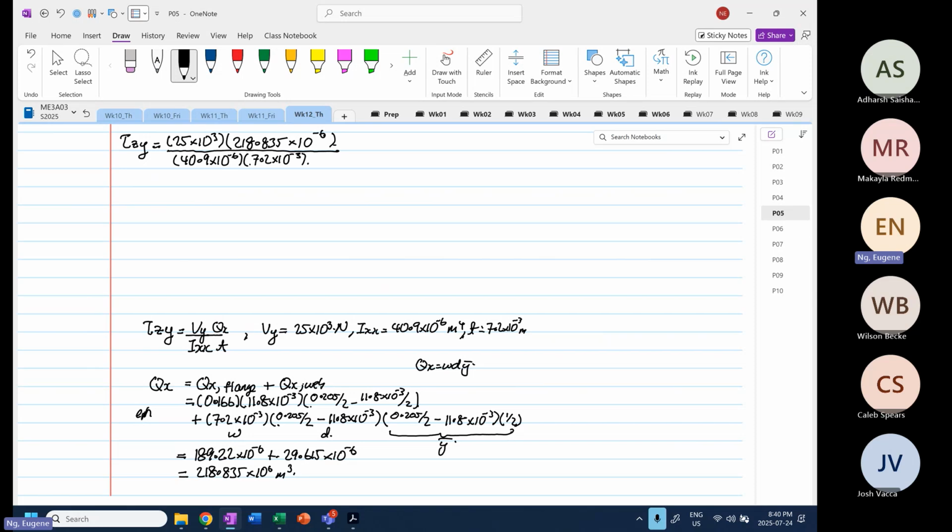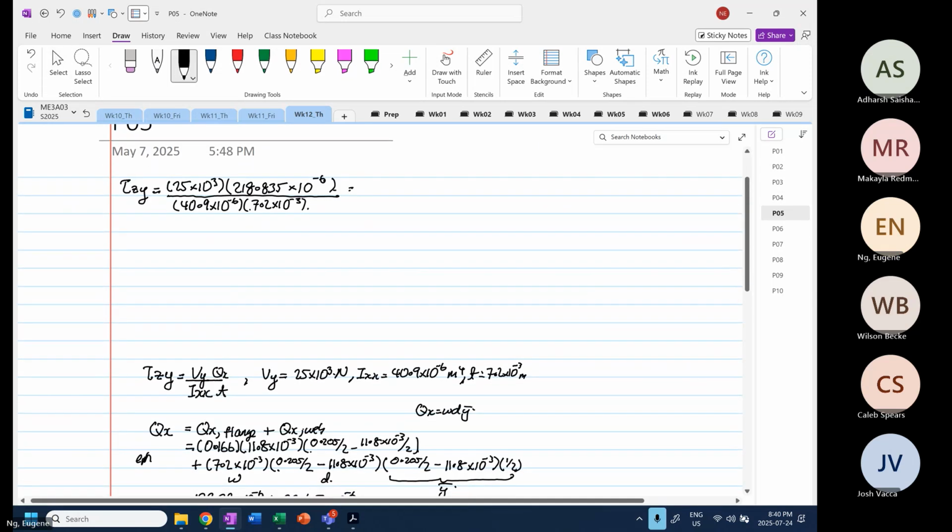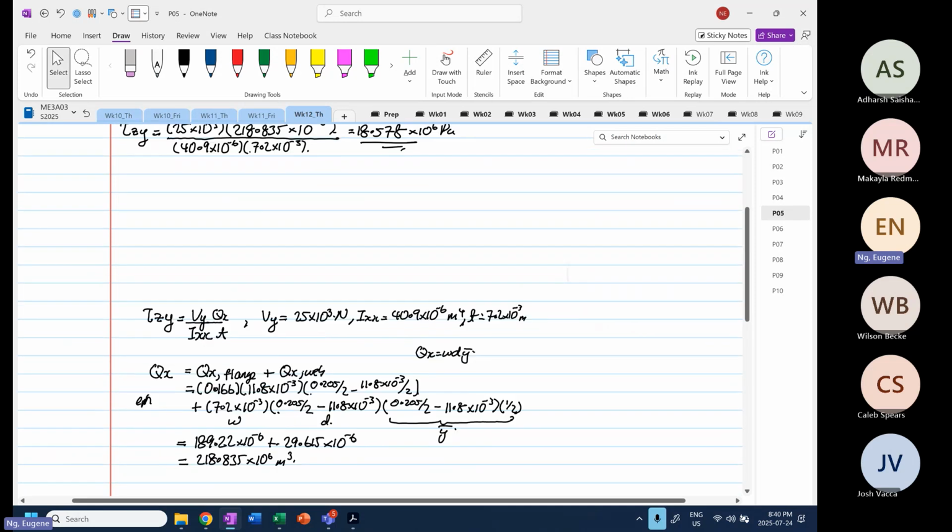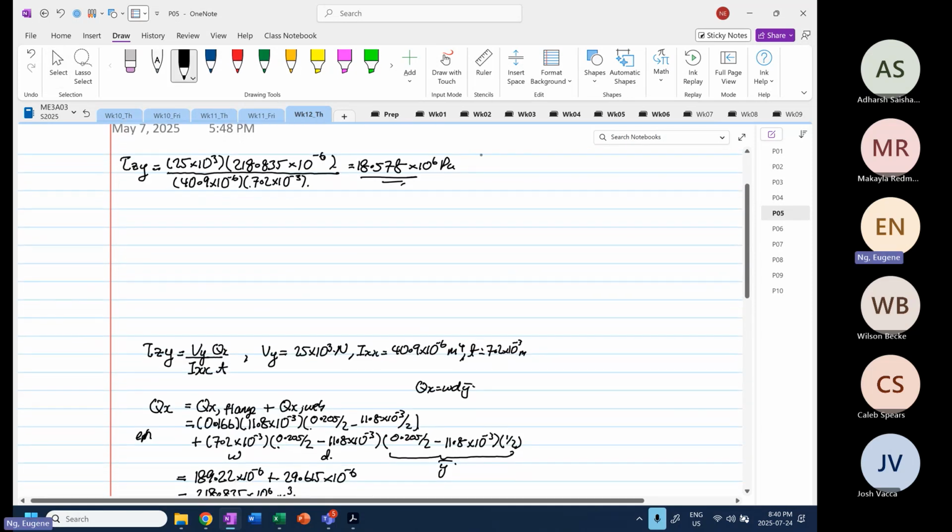So this is equal to 25 times 10 to the power 3 times 218.835 times 10 to the power minus 6, divided by 40.9 times 10 to the power minus 6, divided by 7.2 times 10 to the power minus 3, which is equal to 18.578 times 10 to the power 6 Pascal. Okay, so that is our shearing stress, and the direction is going to be in this direction.